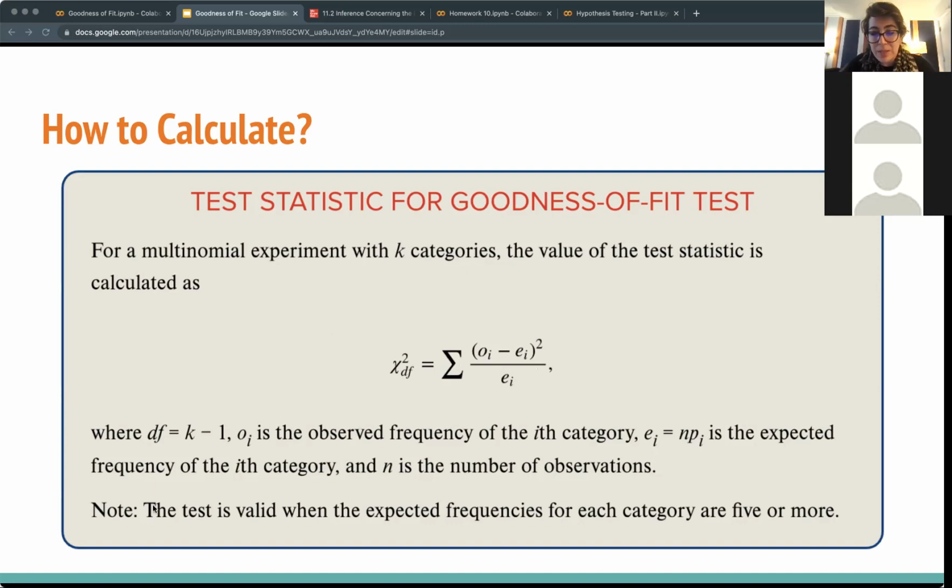Just one thing to note, this test is valid when the expected frequencies for each category are 5 or more. So if we have less than 5, we wouldn't be able to use this formula, and we would probably want to start testing using something else, a different type of hypothesis test. But in this case, and for the homework and for the class, we'll always have 5 or more.